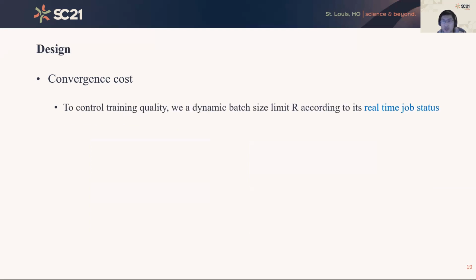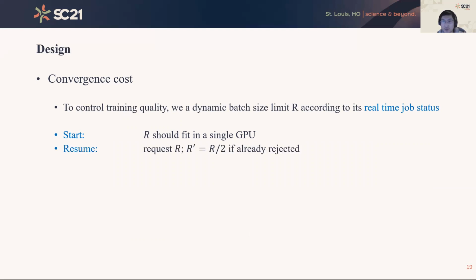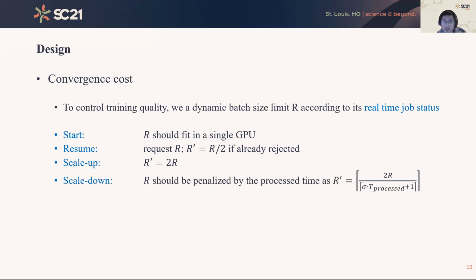We also use a dynamic batch size limit R for each job to control the training quality according to its real-time job status. For example, to start a job, the batch size should fit in a single GPU. And to resume a job, the batch size limit will be halved if it's already rejected. And to scale up a job, the batch size limit will be doubled. And finally, when a job already runs for a long time, the batch size should be penalized.